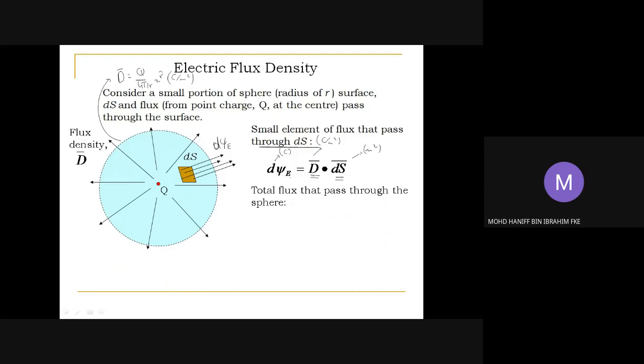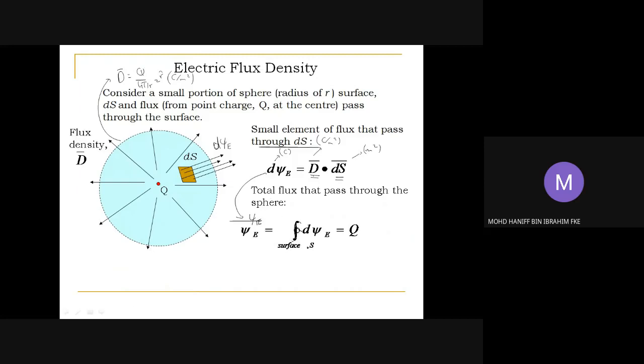How can we write this equation? The amount of flux passing through dS shall be given by a dot product between the vector D and the vector dS, or surface vector of dS on this particular surface. So from this information, if this is the amount of flux passing through the dS area, we can then use it to calculate the total flux passing through the total area of your sphere, which shall be given by this equation, in which we need to integrate.